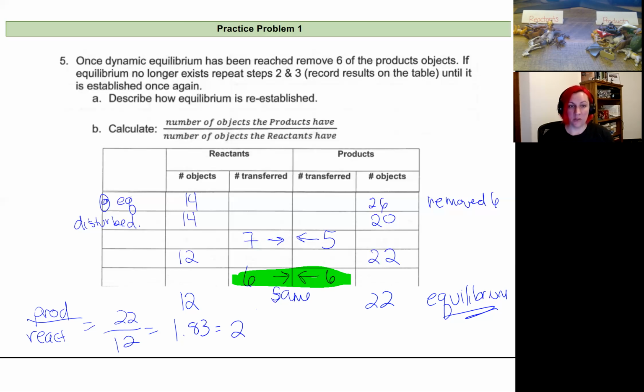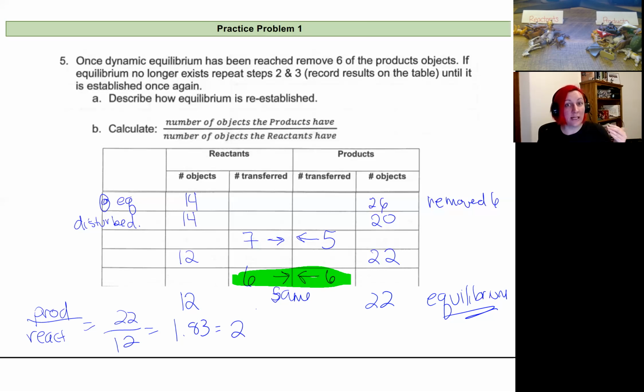All right, so we basically hit equilibrium. Now our rates are different, right? Transferring 6 is a lower rate than transferring 7. So my rate is lower, but it's the same in both directions. And the ratio of my products to reactants is the same too, even though we're talking about different quantities. And so we've reestablished equilibrium with the same ratio.